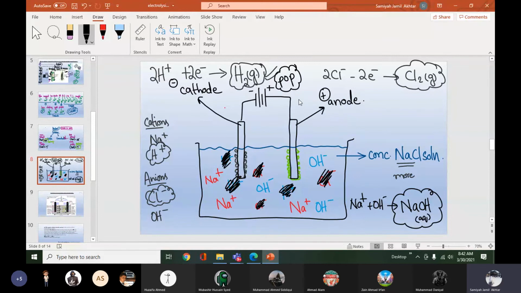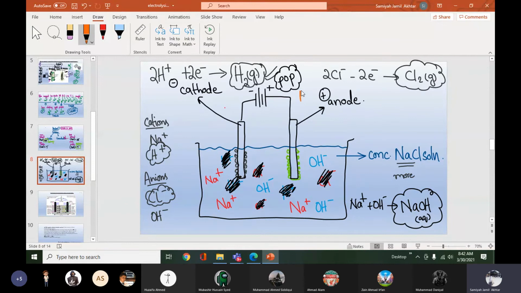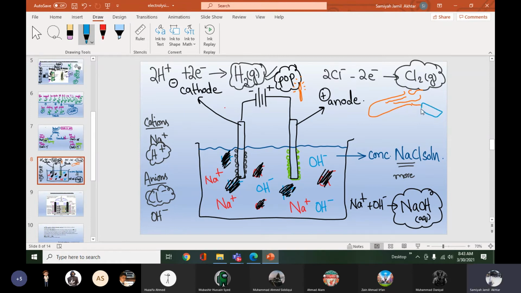So if we bring a burning matchstick or a light and splint near it, it will pop. We will see a pop sound if there is hydrogen. And for chlorine gas, what's the test? Damp litmus paper. If there is chlorine gas, we bring damp blue litmus paper near it.